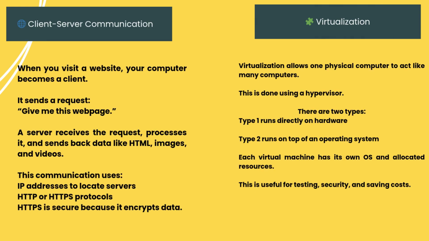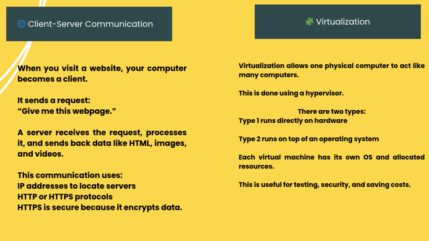Now, let's talk about something called virtualization. Virtualization allows one physical computer to behave like multiple computers. This is made possible using something called a hypervisor. There are two main types. Type 1 runs directly on the hardware, while Type 2 runs on top of an existing operating system. Each virtual machine acts like a separate computer, with its own operating system and resources. This is really useful for testing, improving security, and reducing costs.